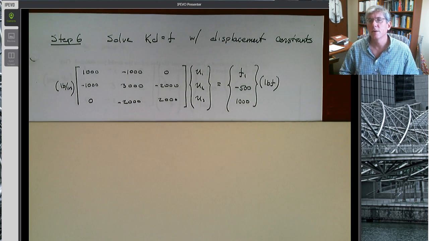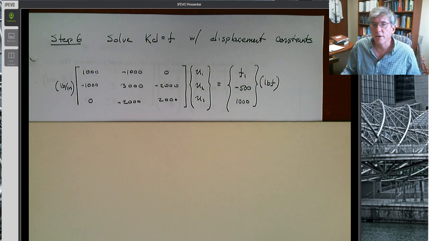But anyway, so here we go. Step 6. So now we have our assembled global stiffness matrix, okay? And we have our displacements and our external forces, okay? So now we have to solve the system for the displacements.